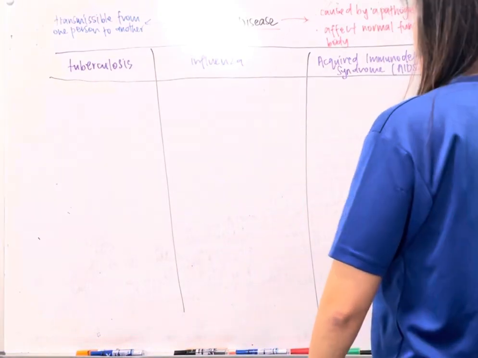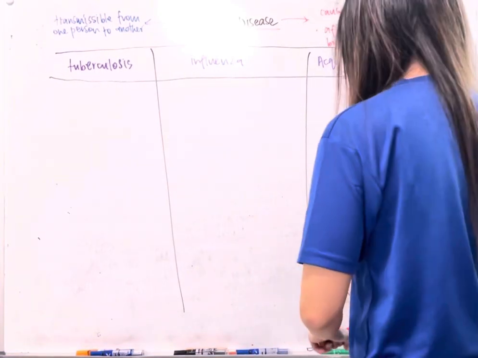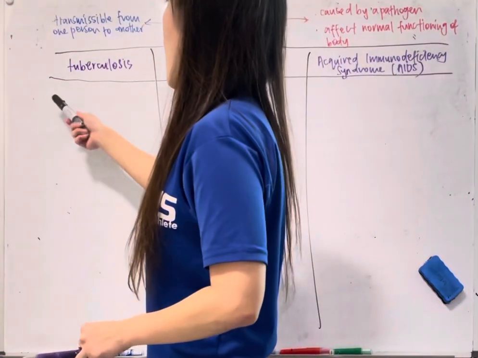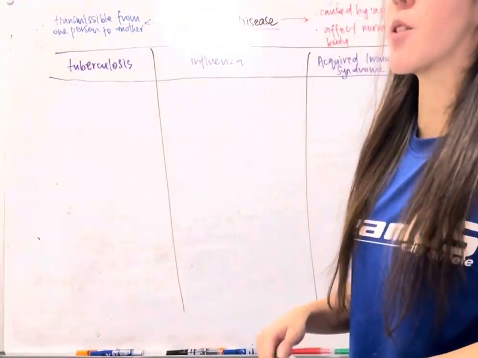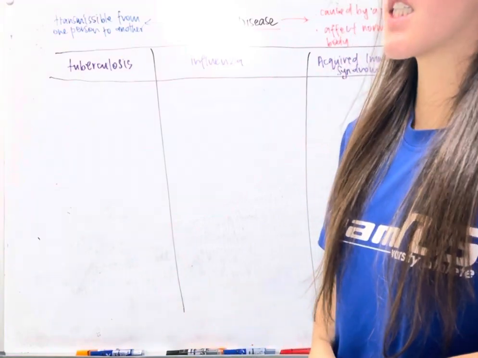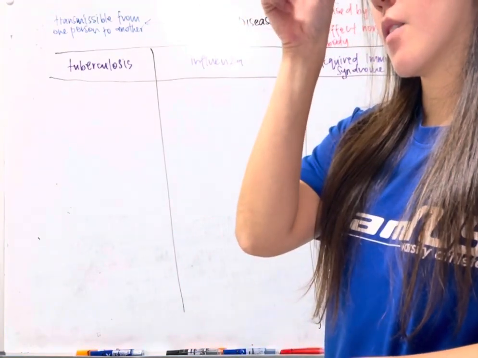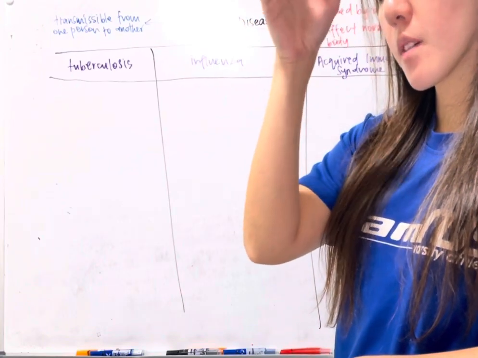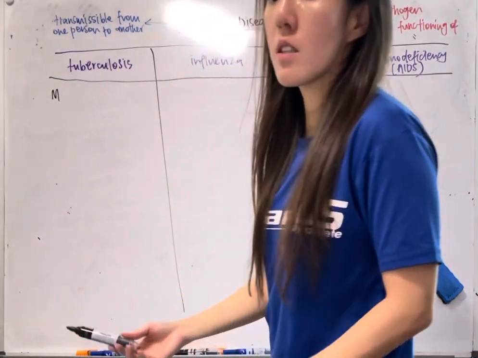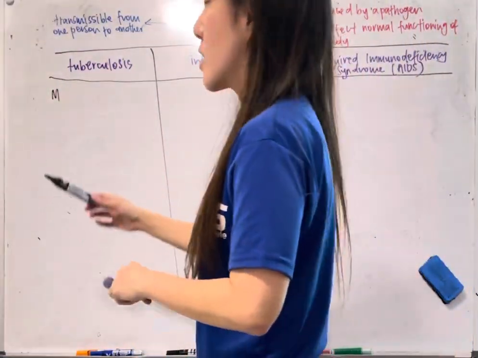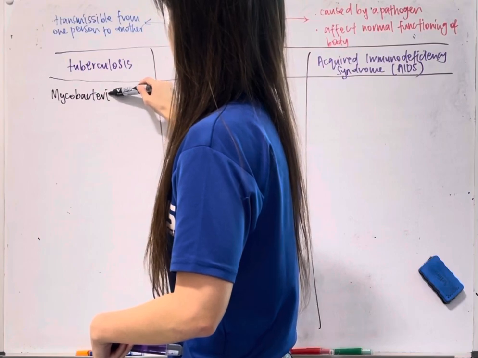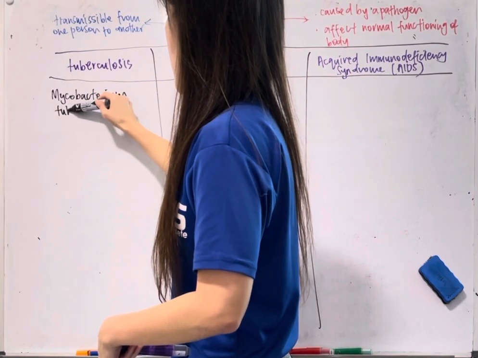We need to learn the cause and the transmission of this disease. What is the pathogen involved? Hopefully you know the pathogen involved. Please learn enough. You are expected in the syllabus to know how to spell out the whole thing: Mycobacterium tuberculosis.